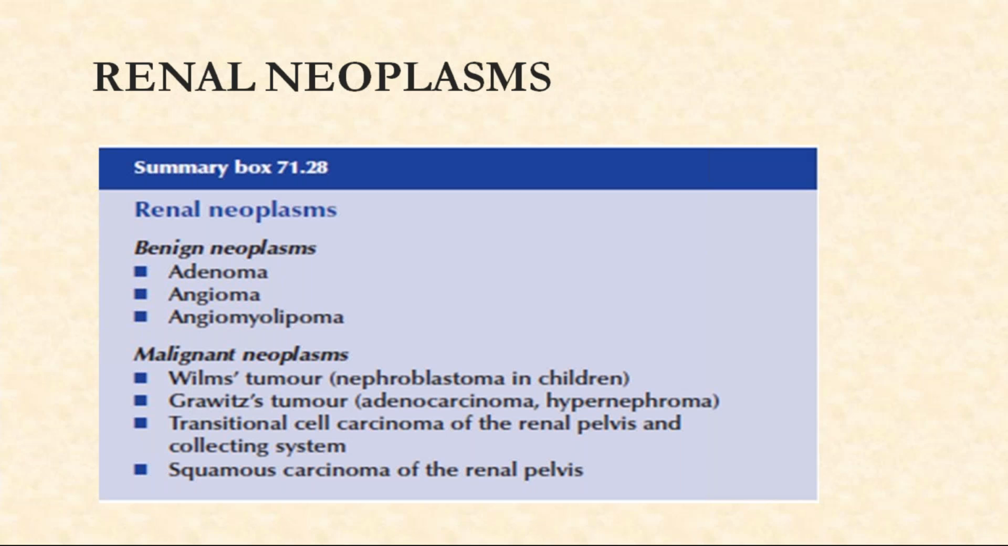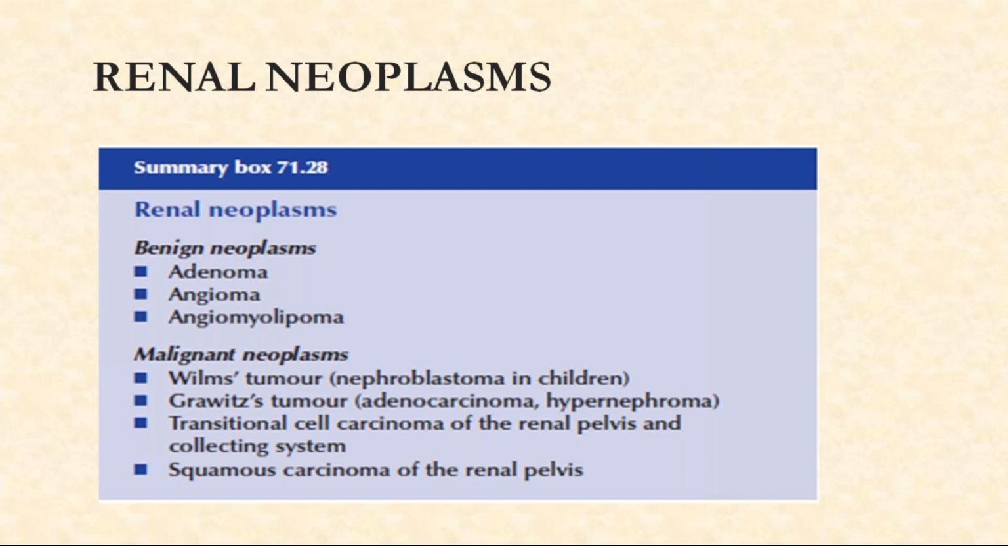The tumors again are divided into groups. The tumor which occurs in children is called Wilms' tumor or nephroblastoma. This is more common in children or infants. In adults, the kidney tumor is called Grawitz's tumor. Another name for Grawitz's tumor is adenocarcinoma or hypernephroma. It usually occurs in adults. The other rare tumors are transitional cell tumors related to the renal pelvis and collecting system like ureters, and the rare one is squamous cell carcinoma of the renal pelvis.